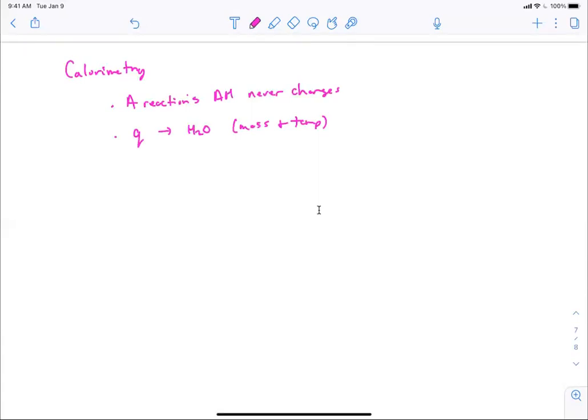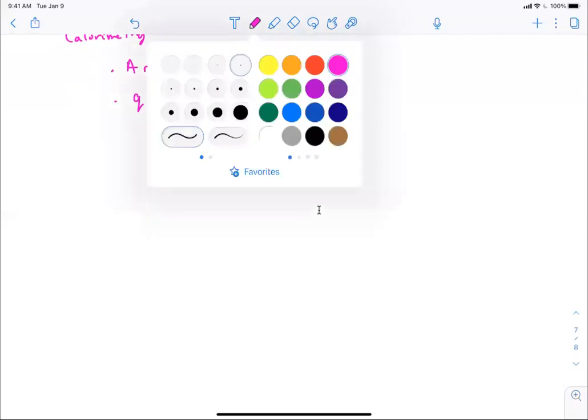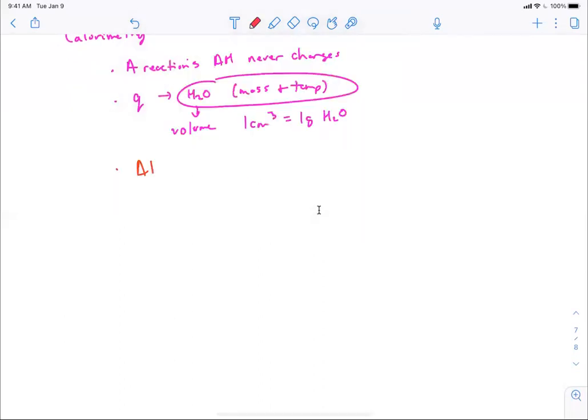This is one of those situations where it's not true, because generally they give this to you in volume, and then you have to convert 1 centimeter cubed into 1 gram of water, because that works only for water. The student that doesn't know what they're doing will just take the grams of the reactant and assume that's the grams to use here. But this all has to be of water. And your delta H is equal to Q of the reaction over the moles that reacted.